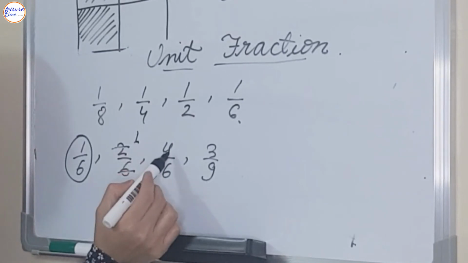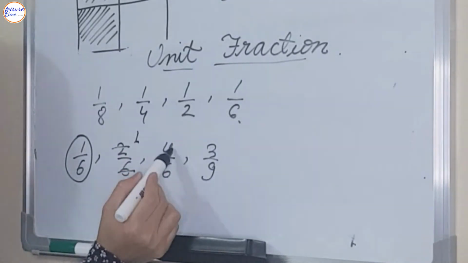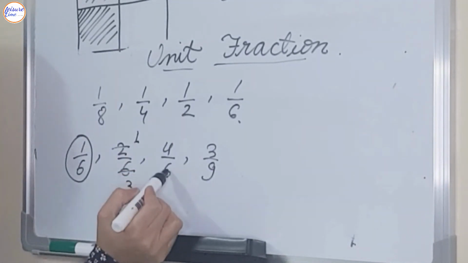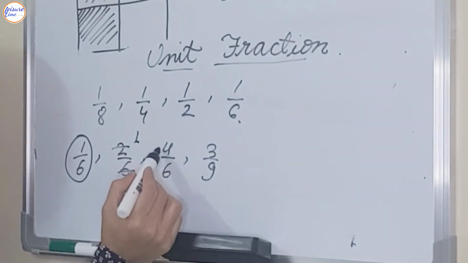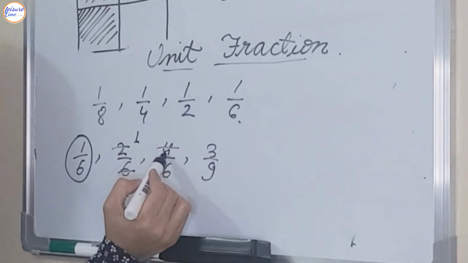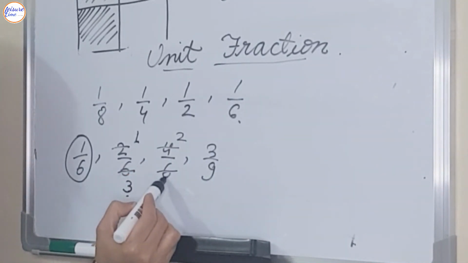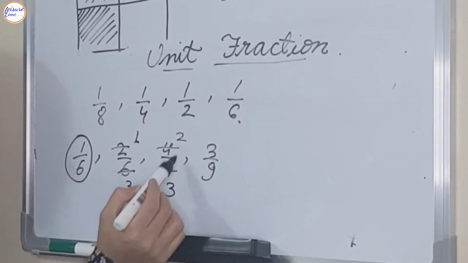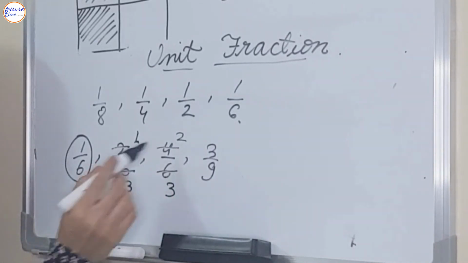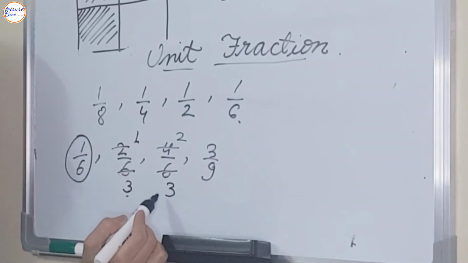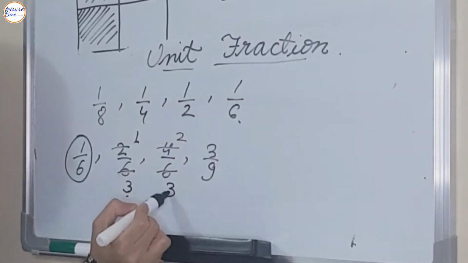Okay. Now see 4 by 6. It is also divisible by 2 because both numbers are even numbers. So 4 divided by 2 is 2, and 6 divided by 2 is 3. So we get 2 by 3. Is this a unit fraction? No, because here the numerator is 2 and the denominator is 3.